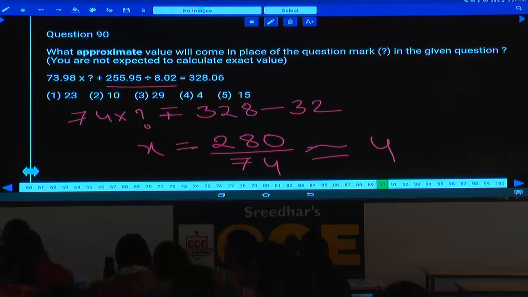I don't want to waste my time in getting the exact number, because look at your options. Options are 23, 10, 29, 4, 15. There is a huge gap we have after dividing the number by 74. Are you getting it? Right.